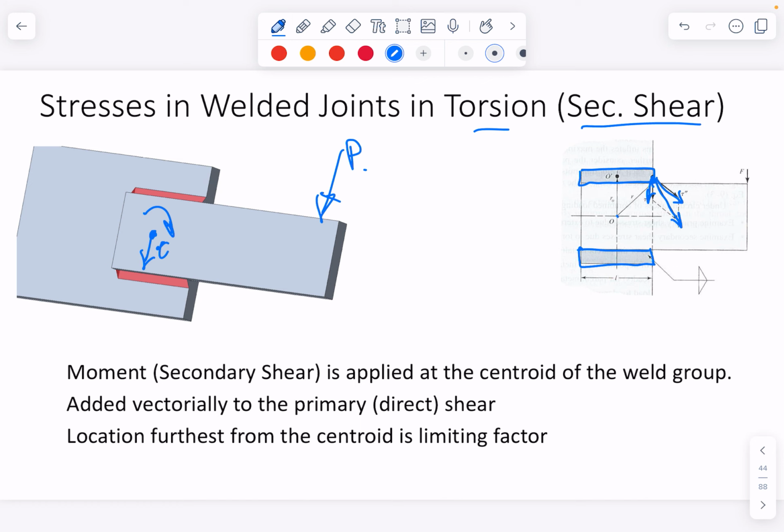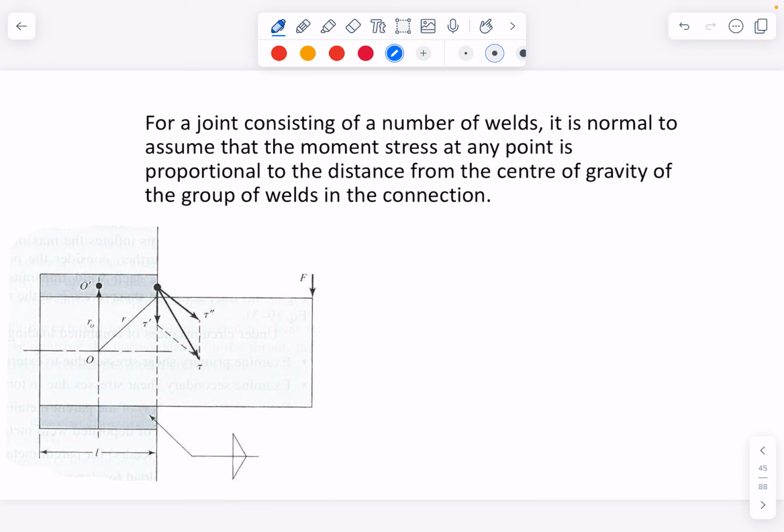Now, this secondary shear will be different in different directions. So one of these will carry more load, will be the point where it fails first compared to the other one. So what we're going to do is we assume that the stress is proportional to the distance away from the centre of gravity or the centroid, which means this point here is going to have the highest stress level of the lot.